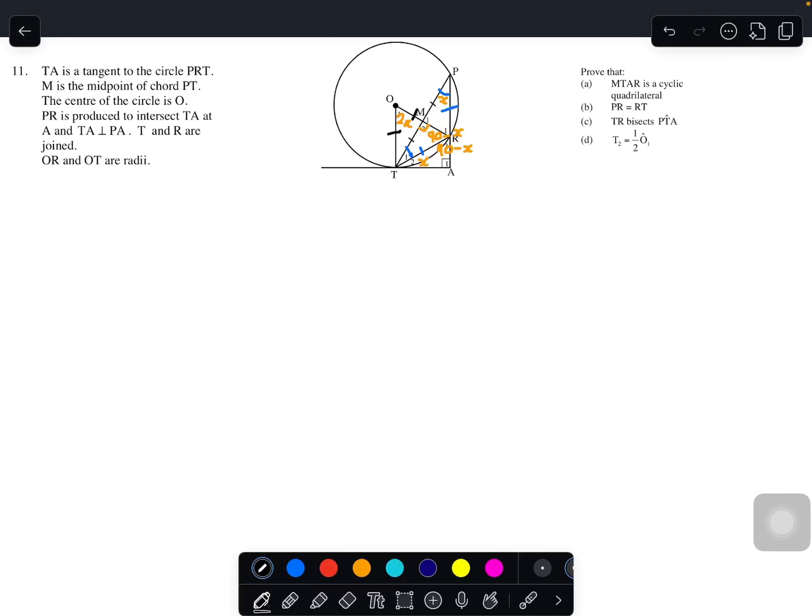So what I'll say is, let P equal x. Then I'll say that O1 equals 2x.